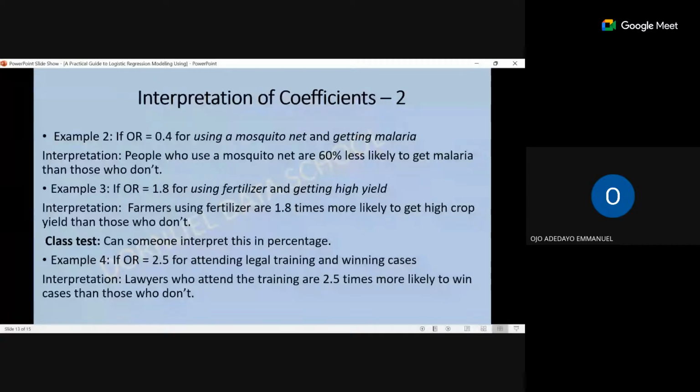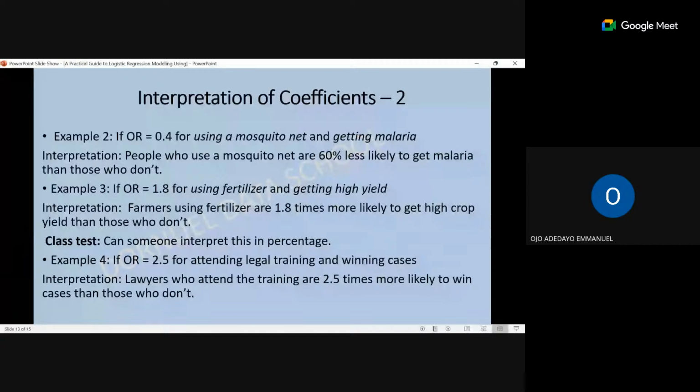Now, let's look at example 3. If your odds ratio is 1.8 for using fertilizer and getting high yield, for those people in agric. The first example is for those people in education. The second example is for those people in public health. Now, this example 3 is for those people in agriculture. Now, we have 1.8. Look at this now. Farmers using fertilizer are 1.8 times more likely to get high crop yield than those who don't use it.